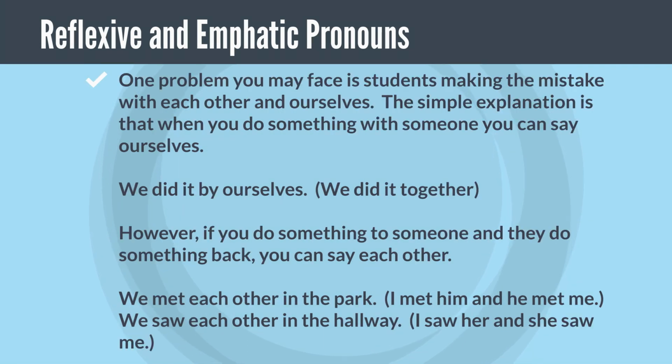One problem you may face is students making the mistake with each other and ourselves. The simple explanation is that when you do something with someone, you can say ourselves. We did it by ourselves. We did it together. However, if you do something to someone and they do something back, you can say each other. We met each other in the park. I met him and he met me. We saw each other in the hallway. I saw her and she saw me.